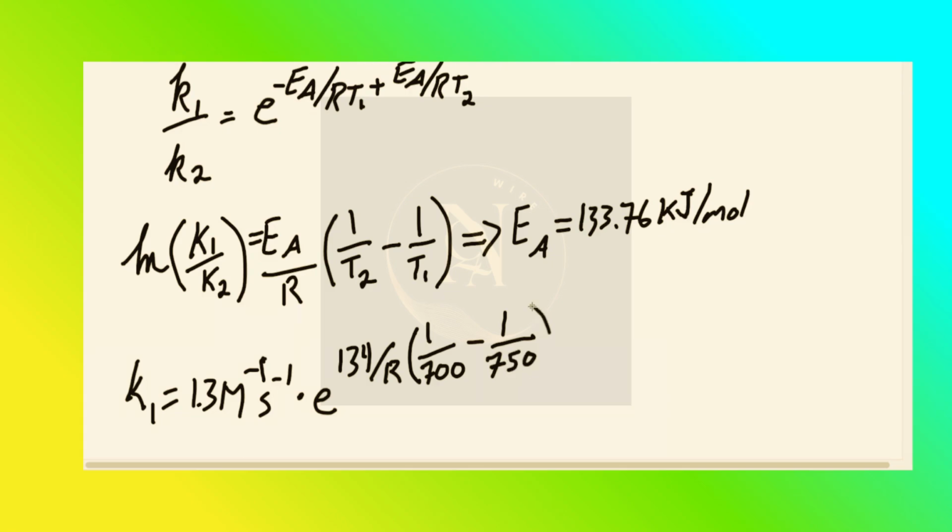Note that even though we've gone ahead and figured this out, we didn't actually need to calculate A. We could have calculated A after we found Ea, but we don't actually need to know that value to figure out the answer to this. So if we go ahead and calculate this out, we get a value of 6.017 per molar per second.